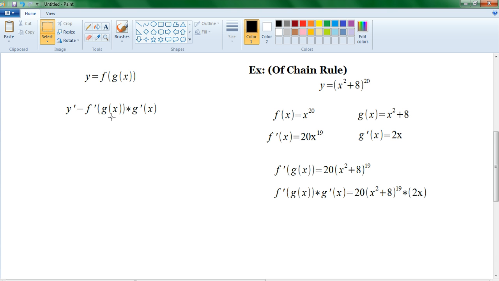And so the first part of the derivative of y is f prime of g of x. So using the derivative of f of x, I just insert g of x for x here. So f prime of g of x is just 20 times x squared plus 8 to the 19th power. Okay, so to finish the derivative of y, I then just multiply this by g prime of x. So it's f prime of g of x times g prime of x.